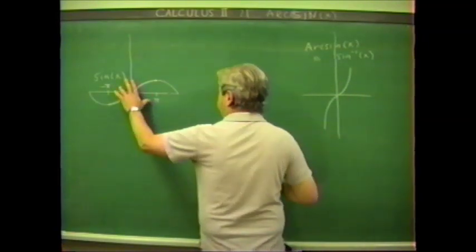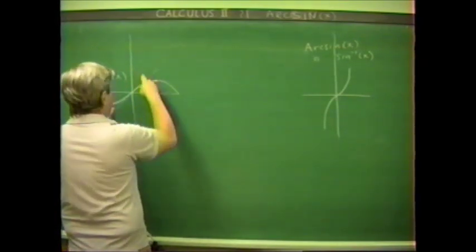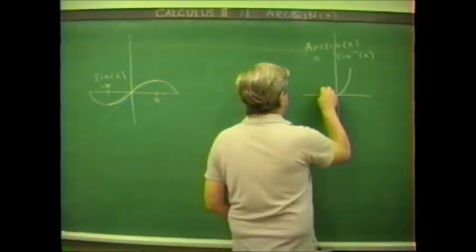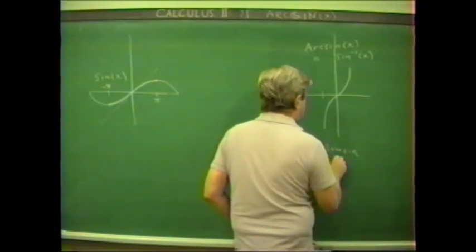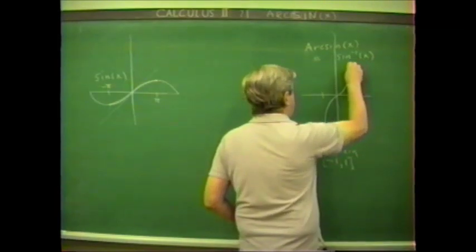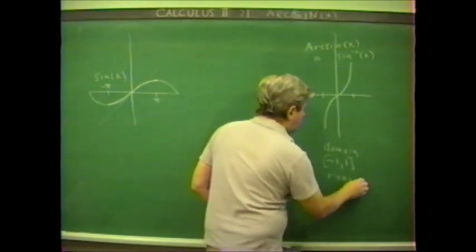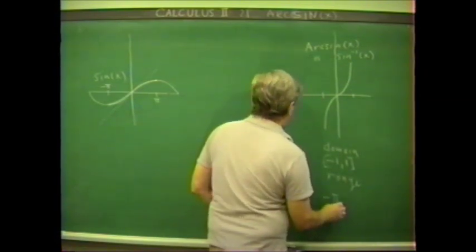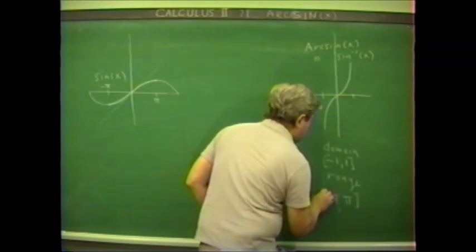The graph is what you get if you reflect this through the line y equals x. It looks like this. The domain is minus 1 to 1, including both endpoints. And the range is minus pi to pi, again including the endpoints.